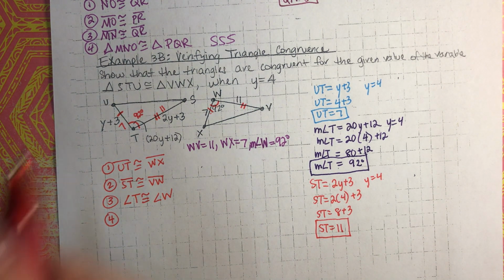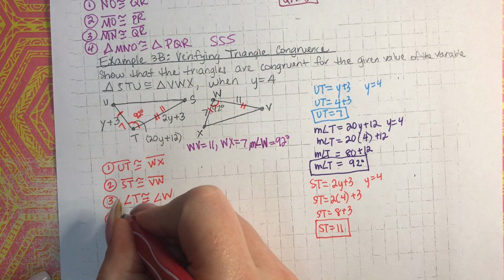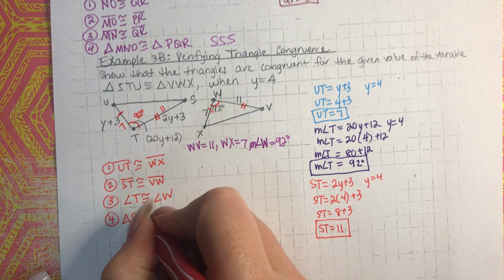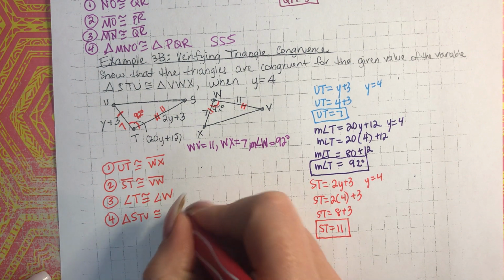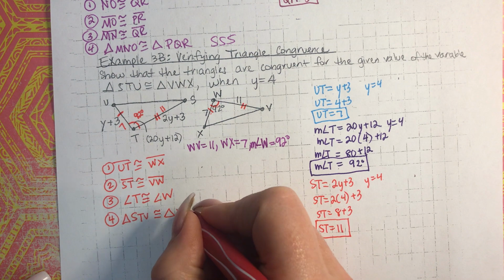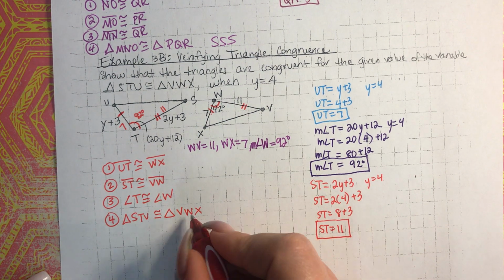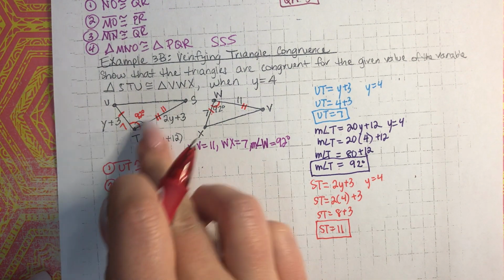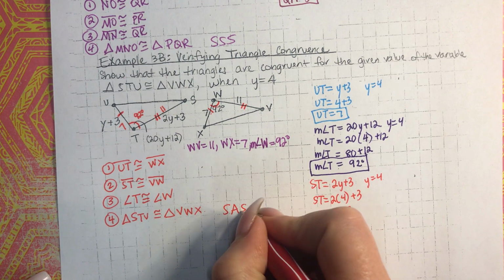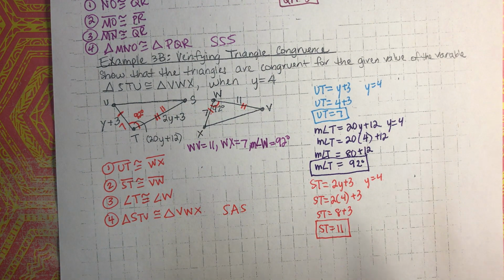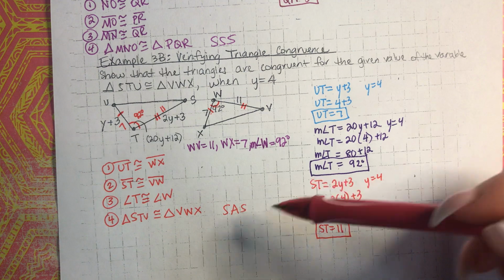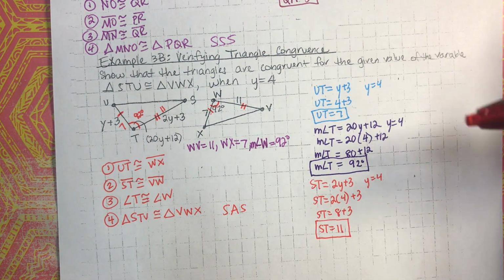And because of that, we can say that these two triangles, triangle STU is congruent to triangle VWX, because side, angle, side. These are some sassy pair of triangles right here. So perfect. That is it for that problem.